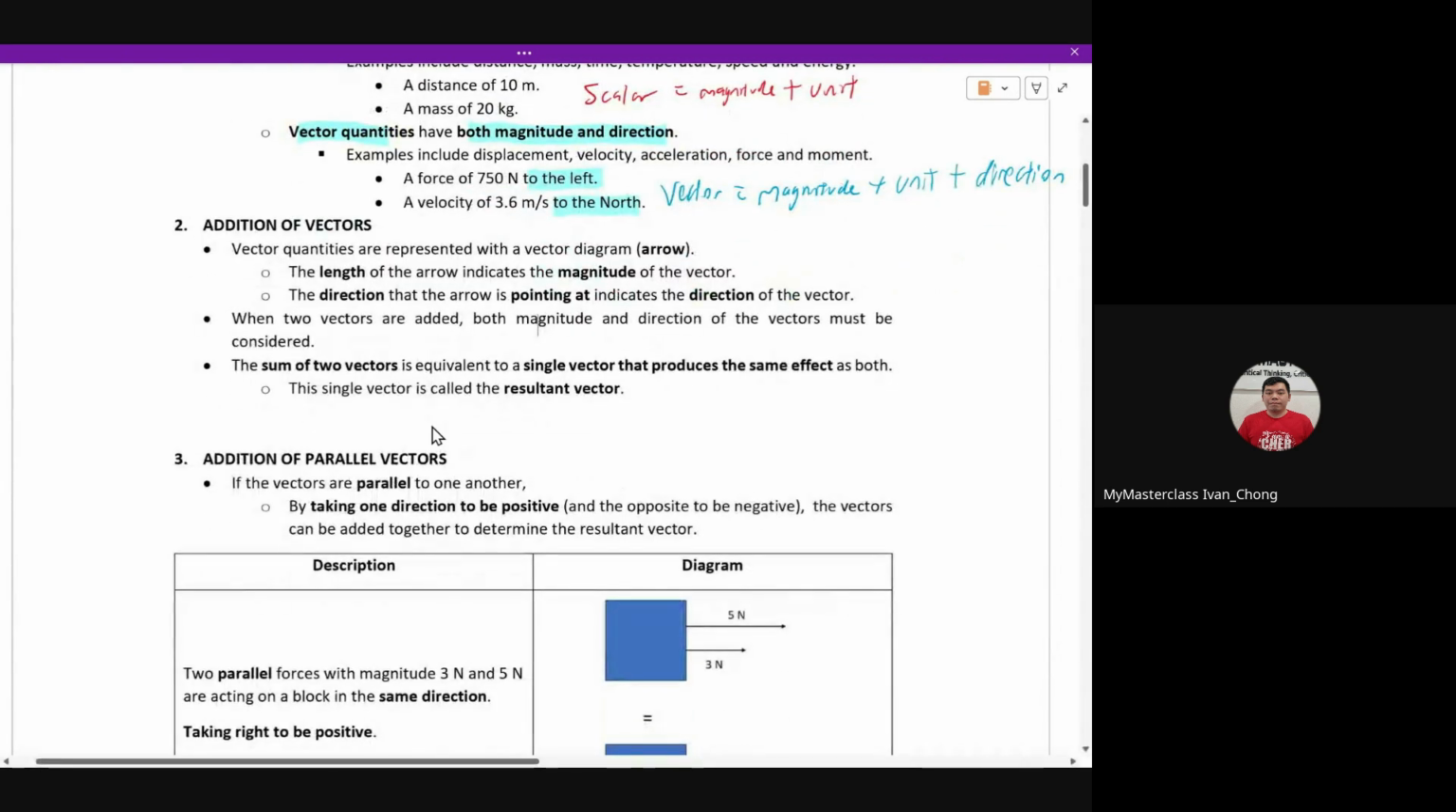When you add two vectors, you need to consider both the magnitude and the direction. If you add two vectors together, they will give me a single vector that is the sum of the two. The sum of the vectors is called your resultant vector.